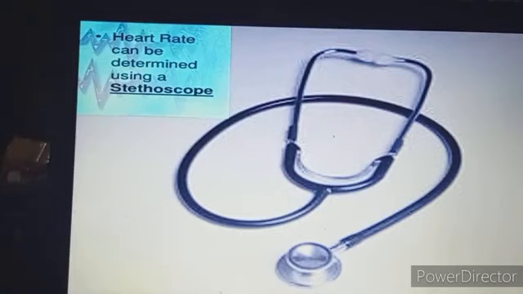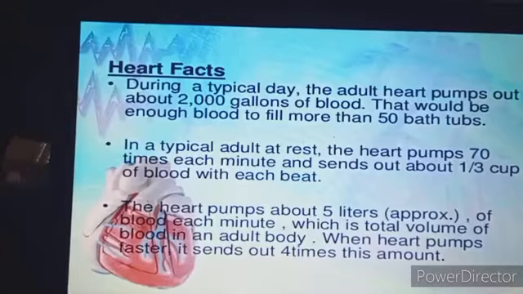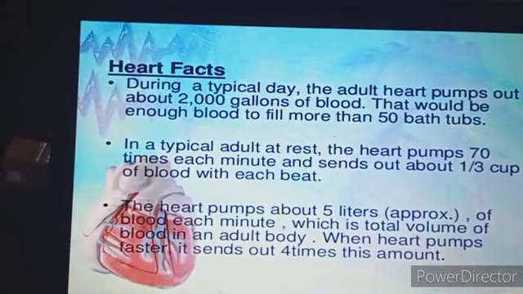So it is the stethoscope which lets the doctor know about the problem which may be there. With the stethoscope, it's very easy to hear, and the lub and dub sound is very clearly audible. Now, here are a few heart facts.